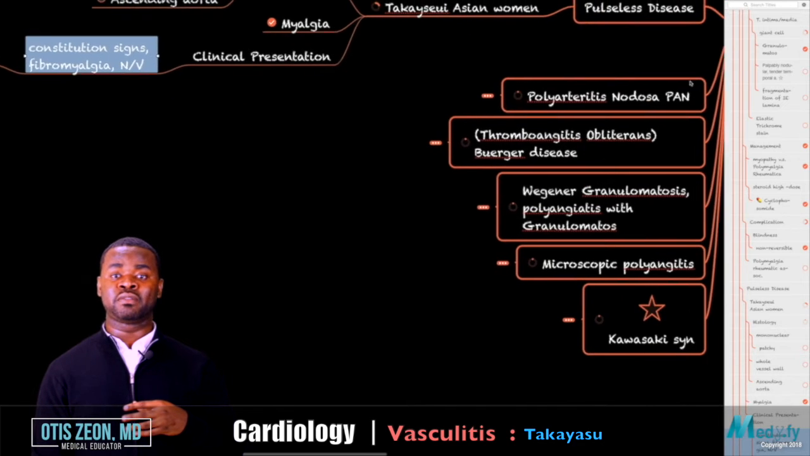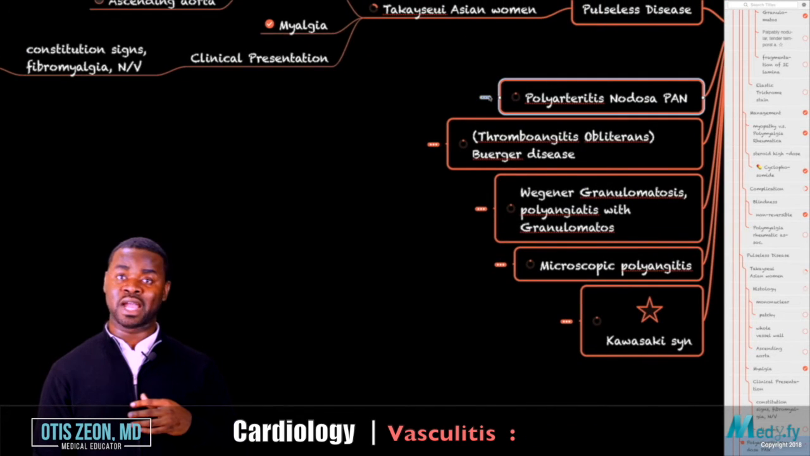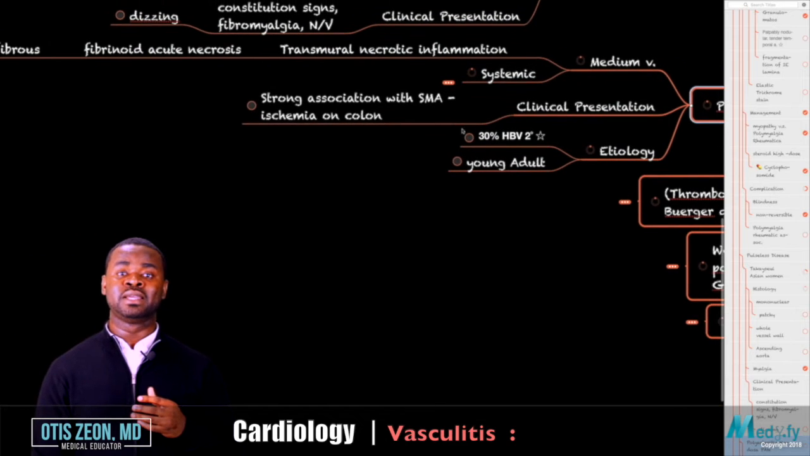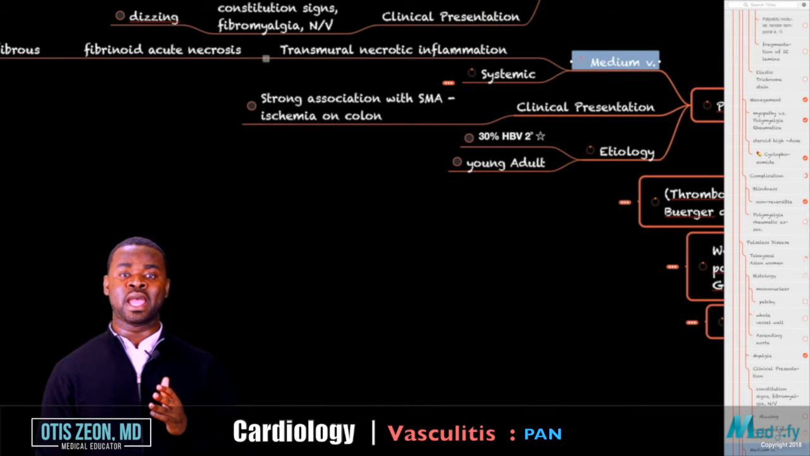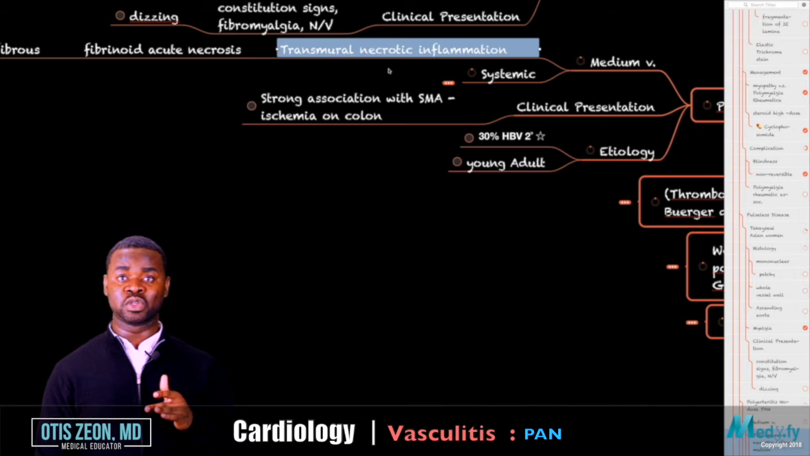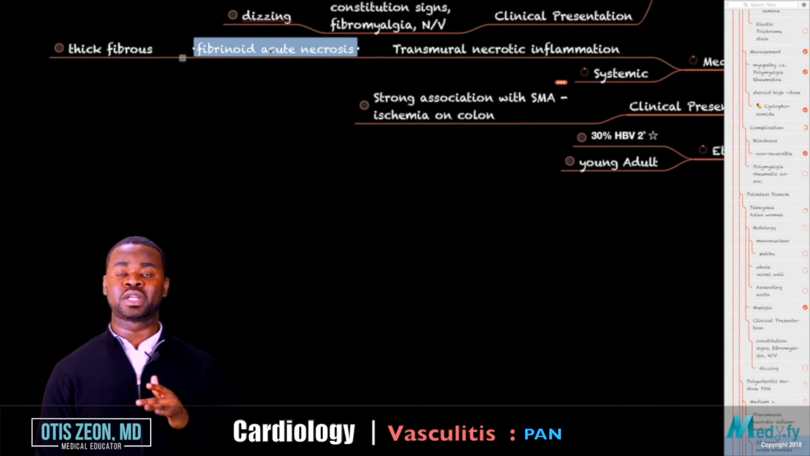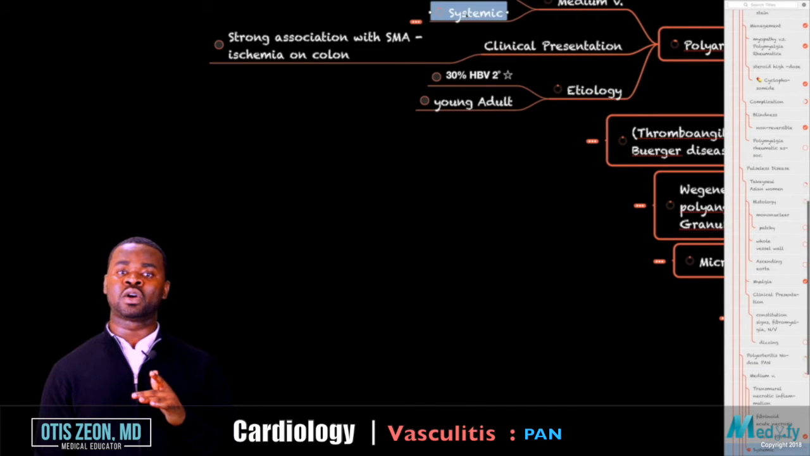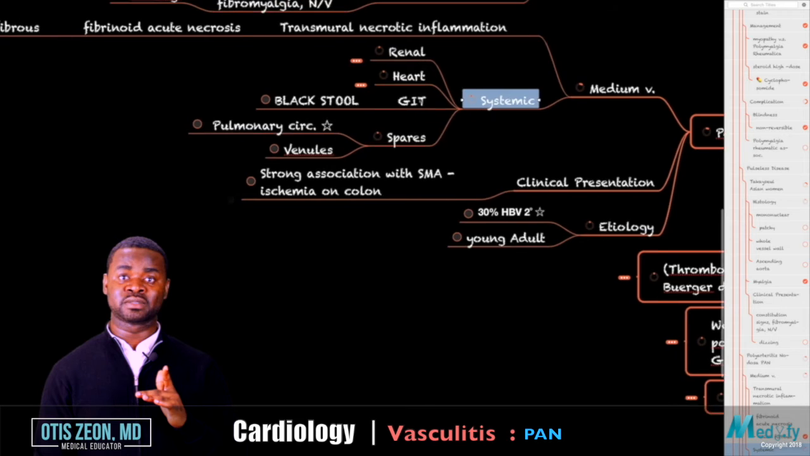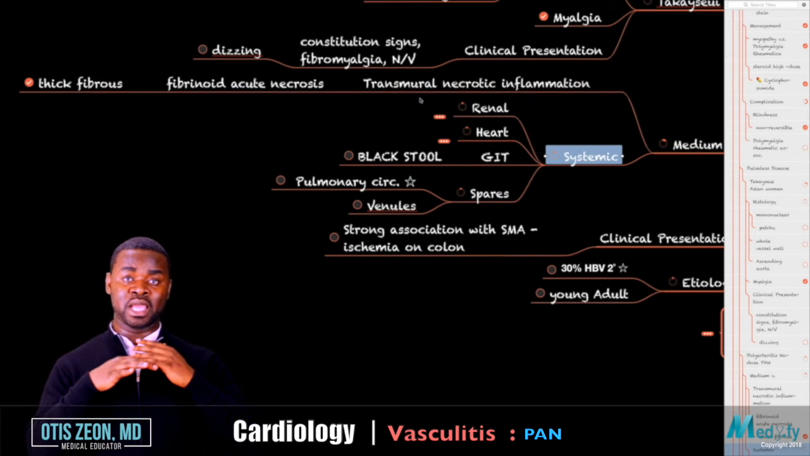Let's continue. Then we have polyarteritis nodosa, which is very high yield. This is one of the vasculitides I'd like to test. This is a medium-sized vasculitis. It can have systemic transmural necrotizing vasculitis, in which case, if you do a biopsy, you will see fibrinoid necrosis in most of the vessels that are affected. The key thing to note is that it can cause systemic vasculitis and aneurysms in just about everywhere in the body, but it spares the lungs.